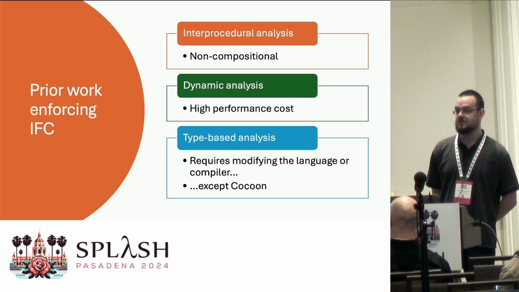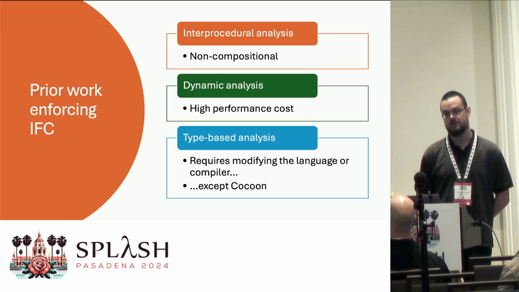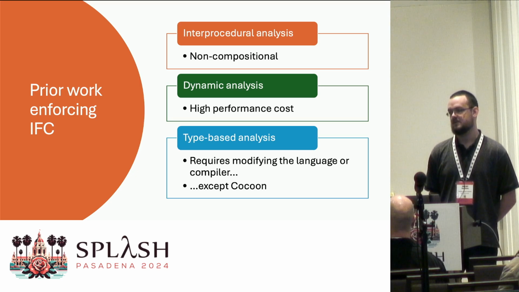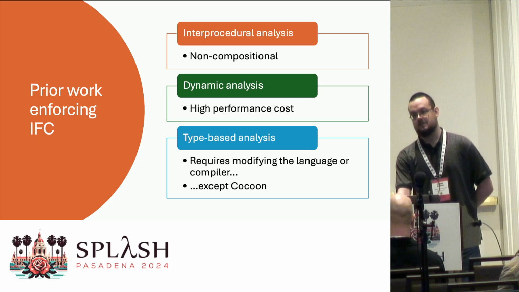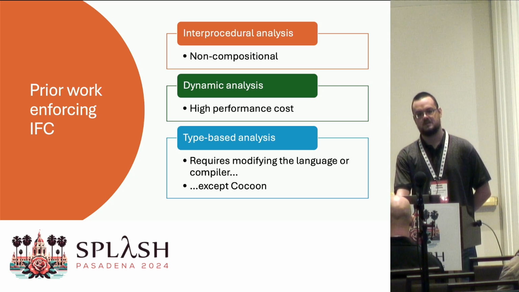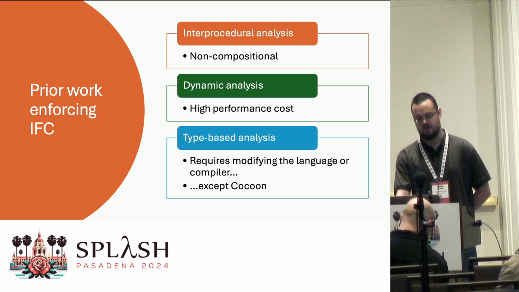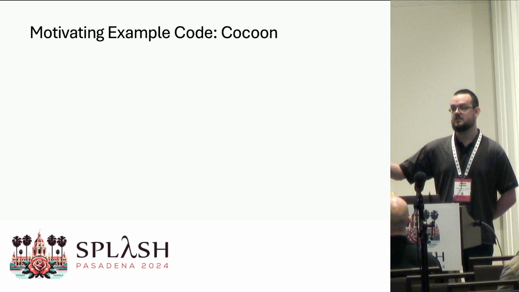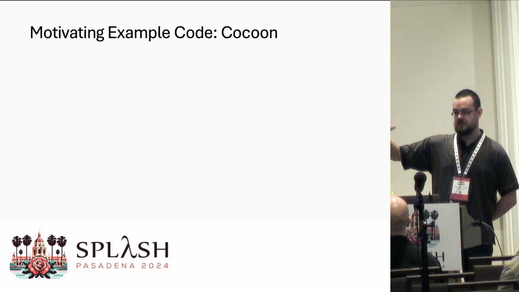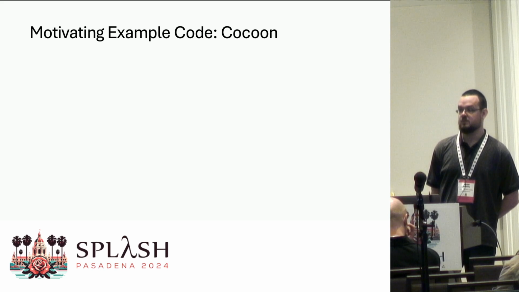Cocoon, again, is the first IFC approach for an off-the-shelf language, for Rust, that doesn't require modifying the language or compiler. Cocoon is implemented as a library in Rust, and programs that use Cocoon import the library and then modify their code, or write their code in the first place, so that it uses that library. So let's back up and talk about that motivating example again. To remind you, Alice and Bob want to send their calendars to a piece of code to find the shared availability and tell them how many days they can meet on. How would we write this example with Cocoon?